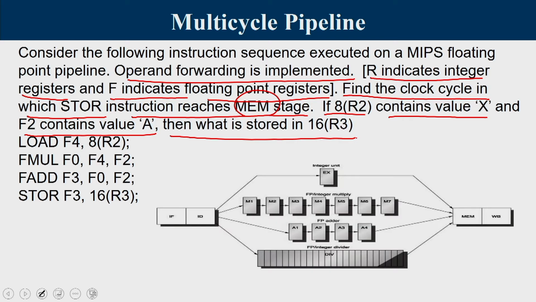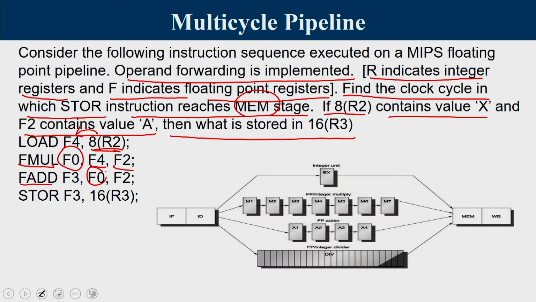Load F4, 8 of R2. So, from 8 of R2 we get a memory location, R2 plus 8, the contents of R2 plus 8, that is an address from where I am going to load into F4. Then Fmul, it is a multiplication operation, F4 whatever you have loaded is multiplied with the value in F2. So, F4 into F2 is computed and that result is stored in F0. Now, we have an F add.